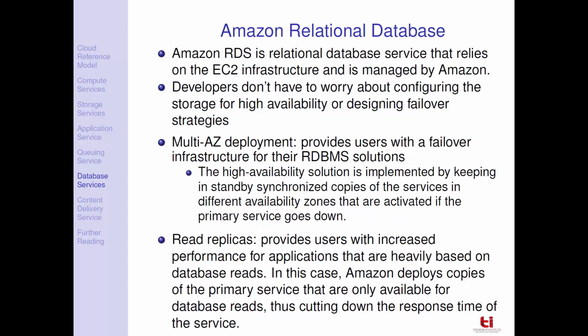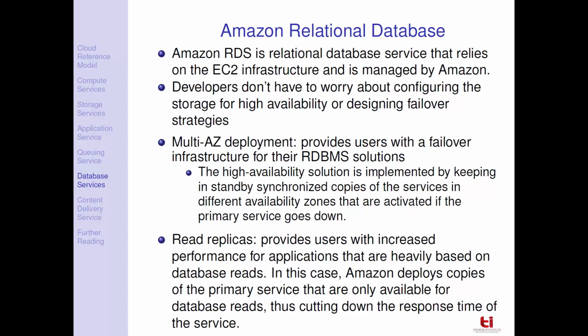Next, let us see Amazon's relational database. Basically, Amazon RDS is a relational database service that relies on EC2 infrastructure and is managed by Amazon. So in this, developers don't have to worry about configuring the storage for high availability or designing failover mechanisms or keeping the servers up to date, as all of this is done by the cloud provider.